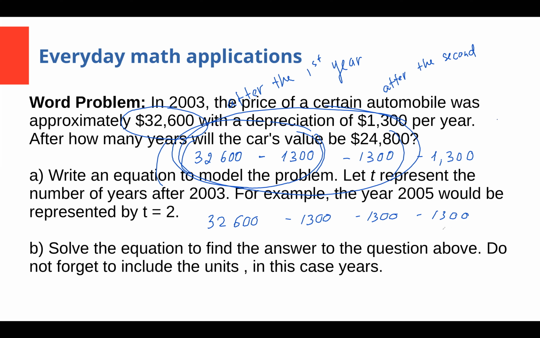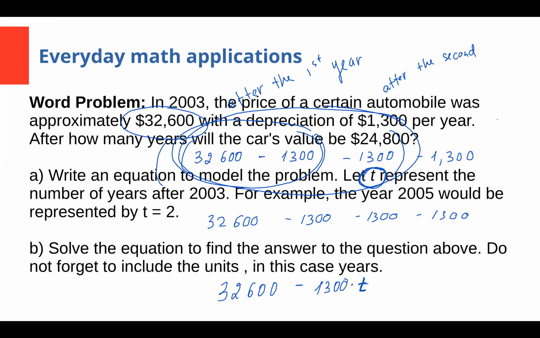So I can come up with the formula 32,600 minus 1,300 multiplied by T. This is what they want to use. Let T represent the number of years after 2003. So in 2 years, it will be 1,300 multiplied by 2, subtracted from 32,600. After 5 years, it will be 1,300 times 5, subtracted from the 32,600, and so forth.